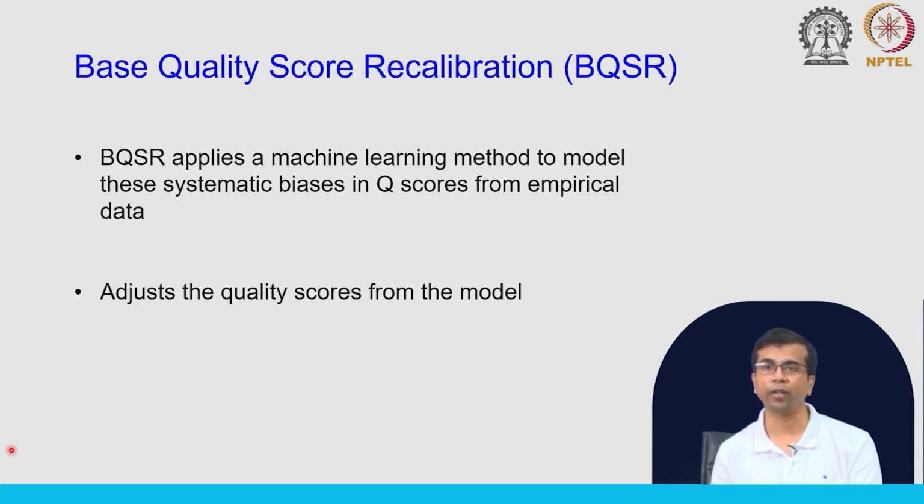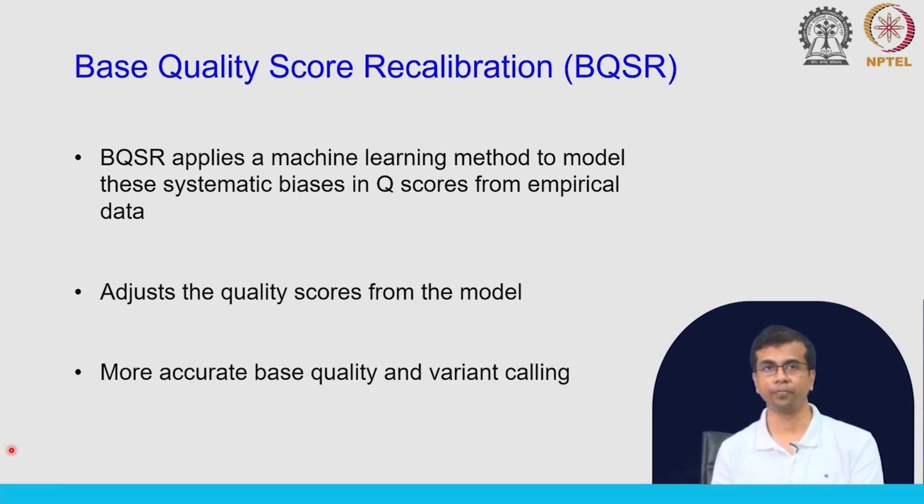One thing we need to keep in mind is that when it is adjusting the quality score, it will not change the base. For example, if you have a base and its quality score was 20, it might readjust the quality score to, let us say, 18, but it will not say, okay, A is very low quality, but it was actually T in the original sequence. It cannot do that. It is not designed for that. And if you do this recalibration, it leads to more accurate base quality and more accurate variant calling.